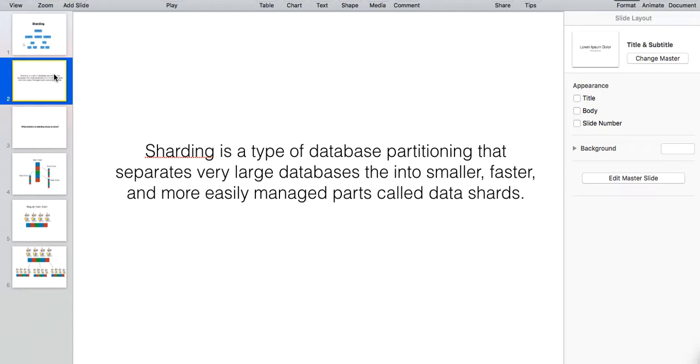So, just a written definition of sharding. Sharding is a type of database partitioning that separates very large databases into smaller, faster, and more easily managed parts called data shards.